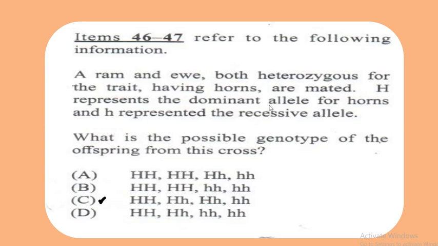They will have two capital H's, one capital H and a small h, and two small h's. So they will have one homozygous trait, two heterozygous trait, and one homozygous recessive. Alright, so one homozygous dominant, two heterozygous, and one homozygous recessive, which is C.